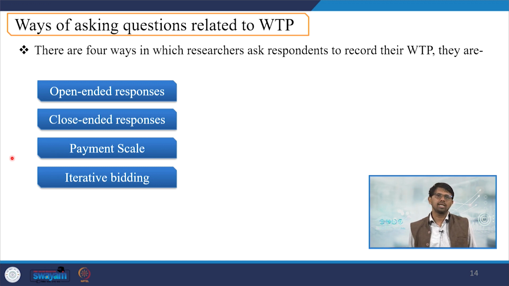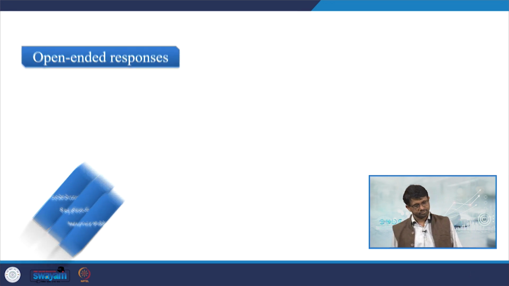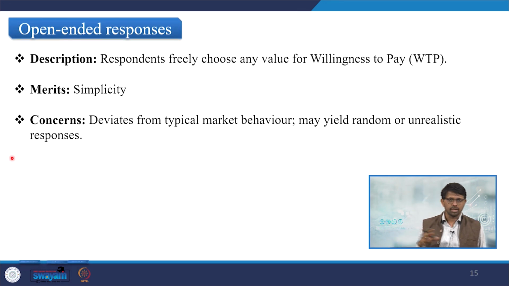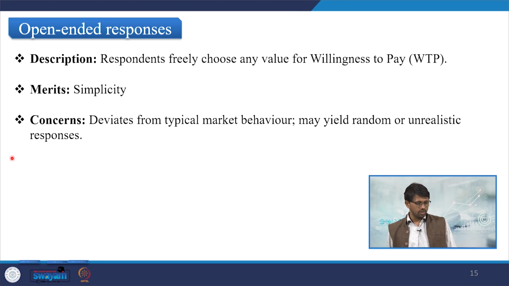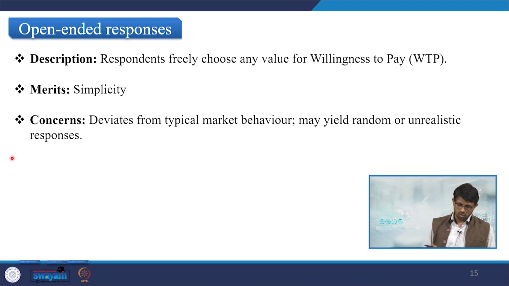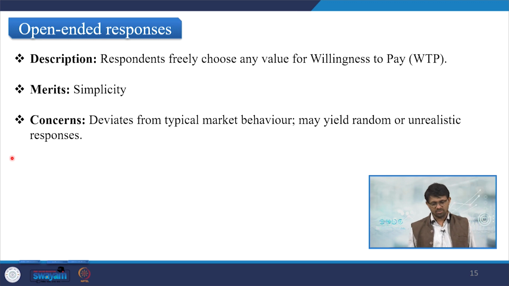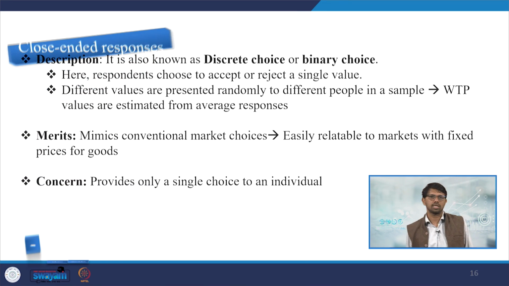One is open-ended responses, then closed-ended, then payment scale, or iterative bidding. Open-ended, basically you give the respondents the choice to write their view without any caption or limit, and it is very simple. There are also concerns involved, like this deviates from typical market behavior, and they may yield random and unrealistic responses because open choices are given.